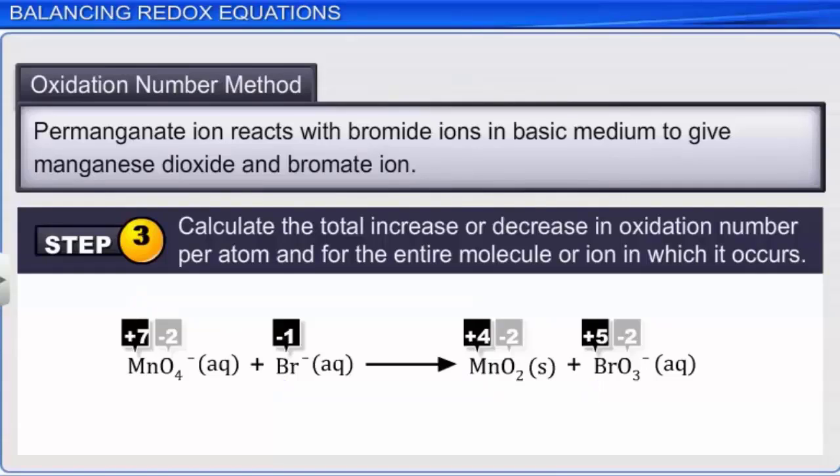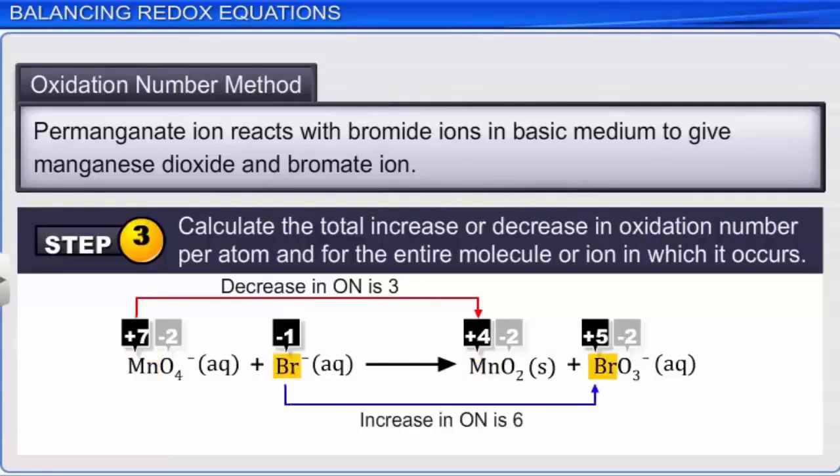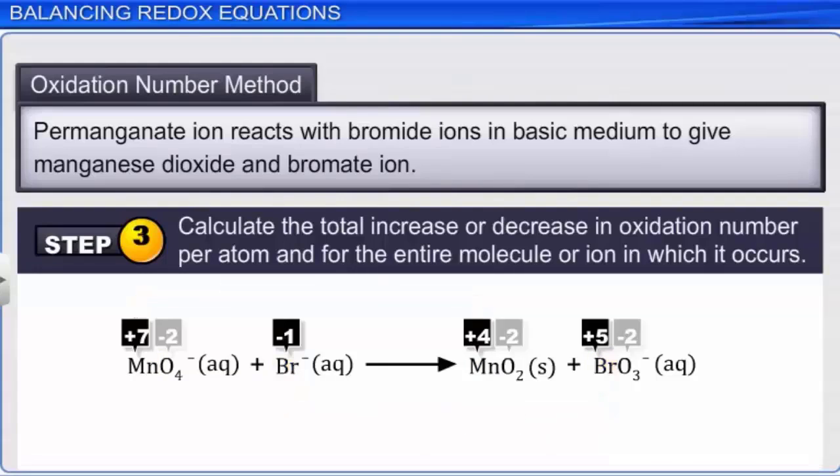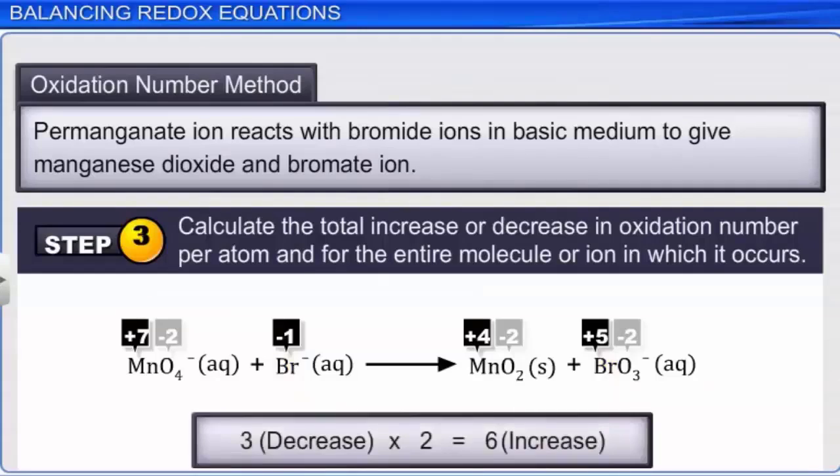In this case, the decrease in oxidation number of manganese is 3, while the increase in oxidation number of bromine is 6. Hence, to make the decrease equal to the increase, we multiply the decrease in oxidation number, that is, 3 with 2. Which means that we introduce a coefficient of 2 with manganese on the left and the right-hand side of the equation.